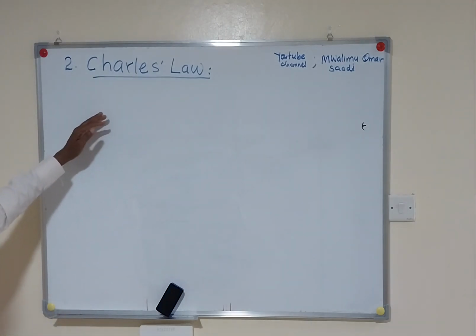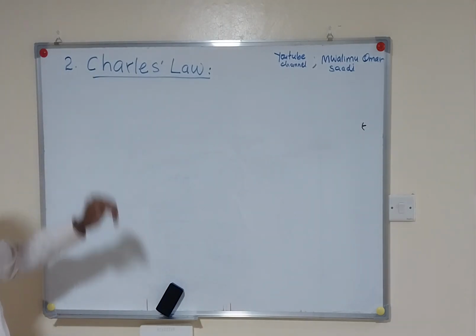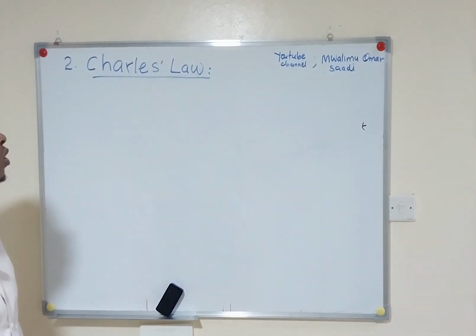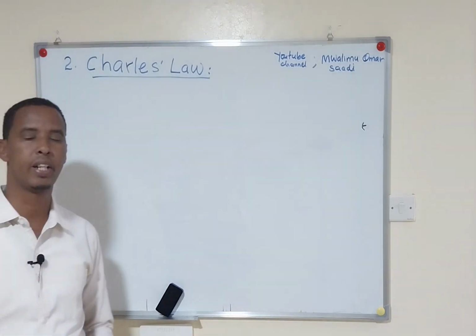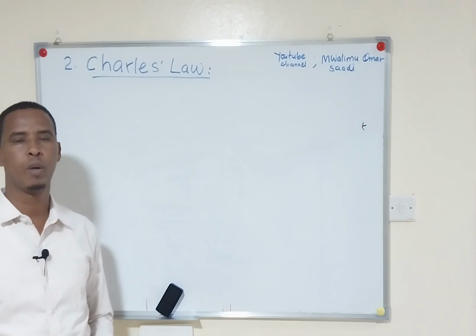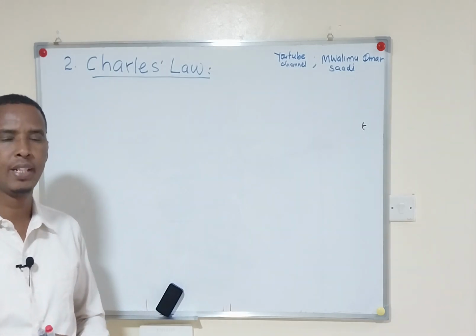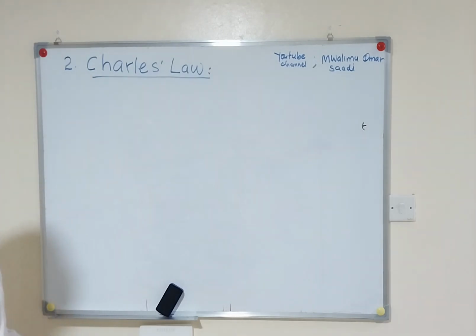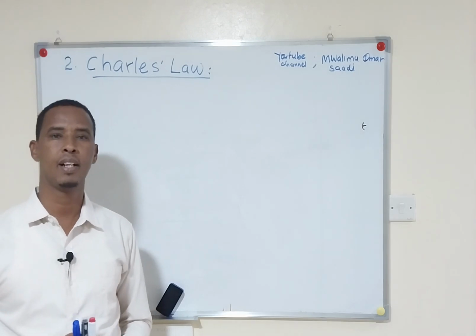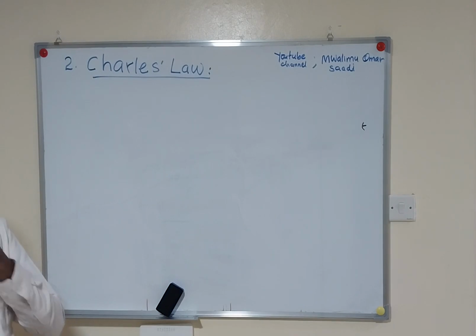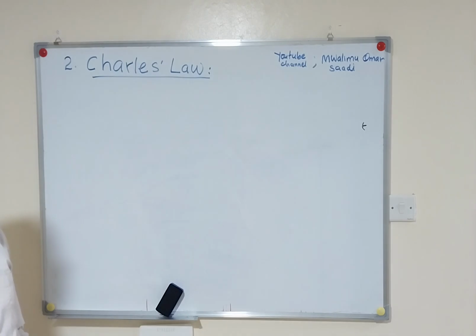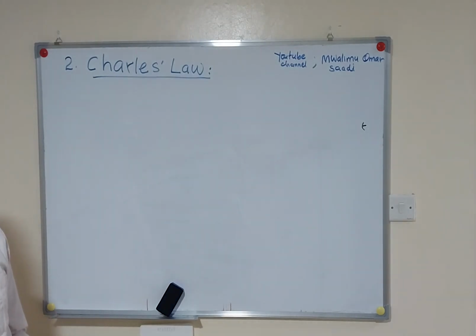In this class, we will discuss Charles' law, that is the second law of the first topic of Form 3 class. In our last discussion, we have seen Boyle's law, whereby we said Boyle's law deals with the relationship between volume and pressure at a constant temperature. And we said it states that the volume of a given mass of a gas is inversely proportional to its pressure at a constant temperature.